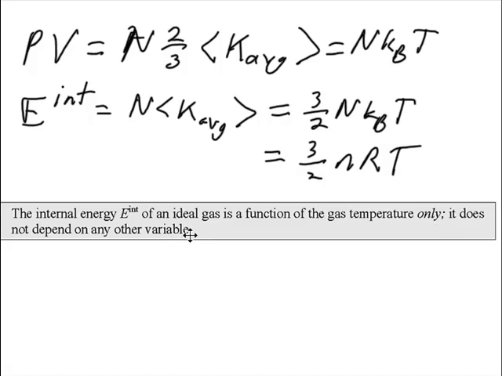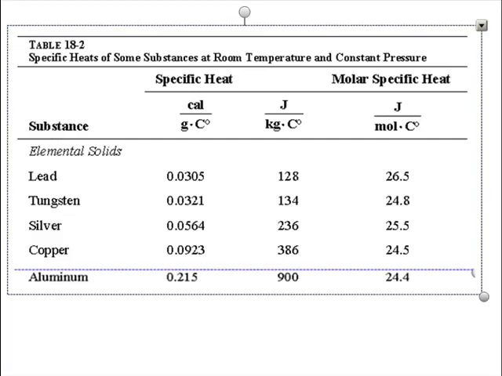Another interesting point. This is a part of the table of specific heats that we saw in Chapter 18. And you'll notice that the specific heats per unit mass are really very different. Lead and tungsten are fairly small, a little bit higher for silver and copper, very high for aluminum. But if we look at the specific heat per mole, they're all almost identical. So something interesting is happening.